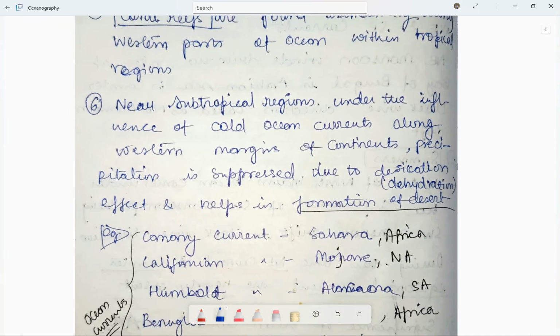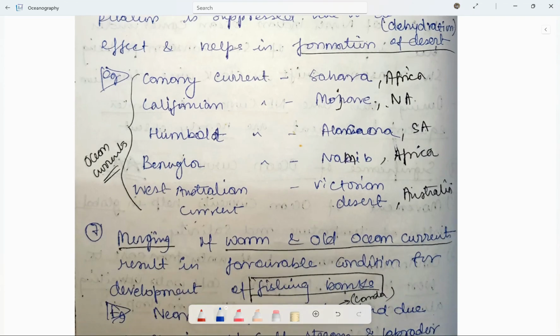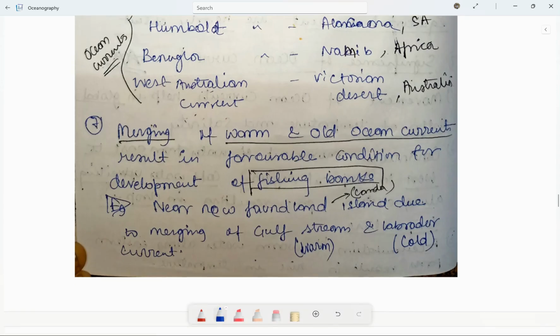Near subtropical regions, under the influence of cold ocean currents along the western margins of the continents, precipitation is suppressed due to desiccation or dehydration, which leads to the formation of deserts. एग्जाम्पल्स हो गया कैनरी करंट जो हमको सहारा में मिलता है, कैलिफोर्नियन करंट विच फ्लोज इन मोजावे ऑफ नॉर्थ अमेरिका, हम्बोल्ट अटाकामा डेजर्ट ऑफ साउथ अमेरिका, नामिब डेजर्ट ऑफ अफ्रीका, and the western Australian current, which resulted in the Victorian desert of Australia.